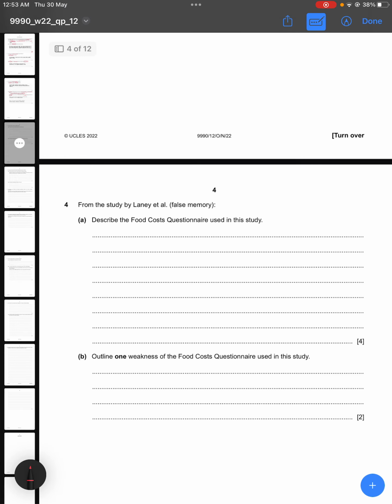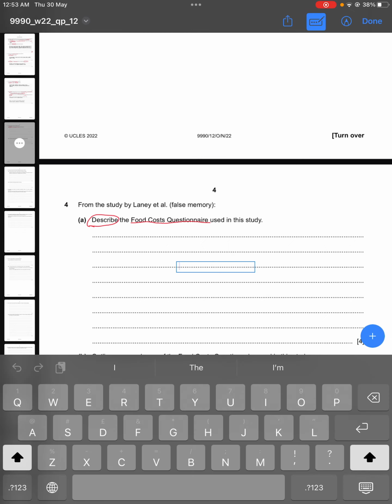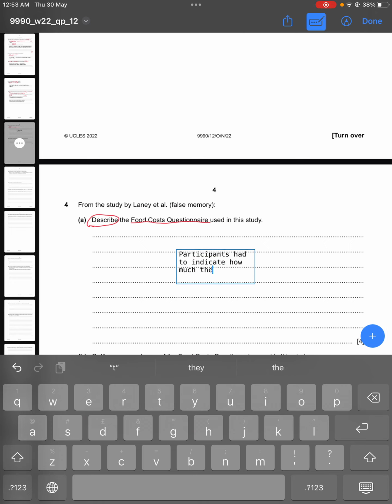And then question number 4 says, from the study by Laney et al., describe the food cost questionnaire used in this study. So you need to tell 4 features of the food cost questionnaire from this study, because you're going to get 1 mark per correct point made. These can be that participants had to indicate how much they were willing to pay for each food item mentioned in the questionnaire.